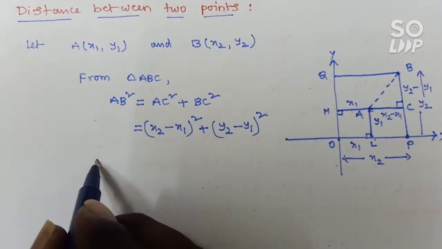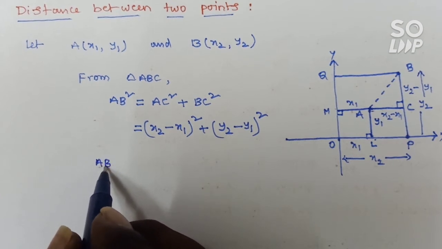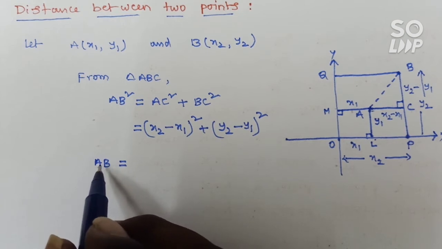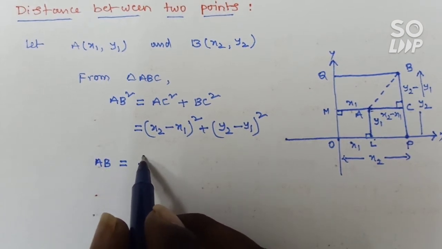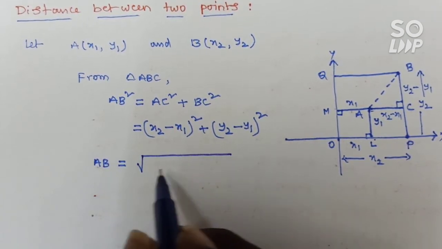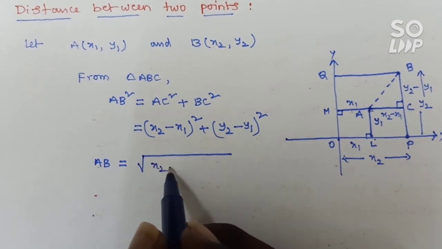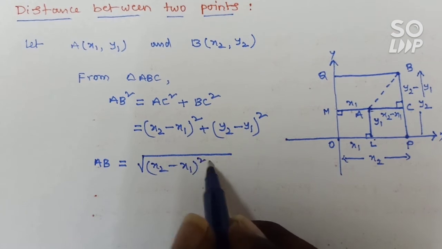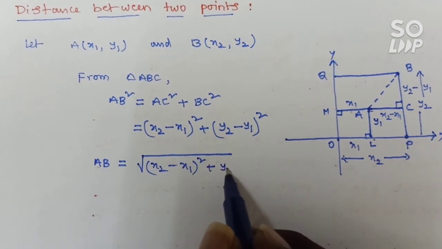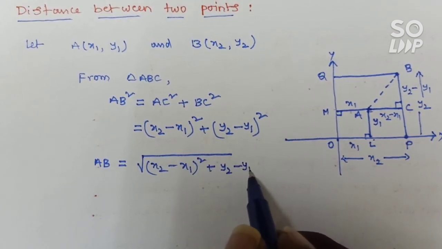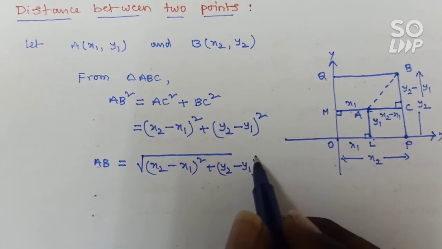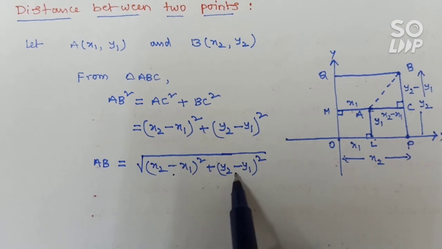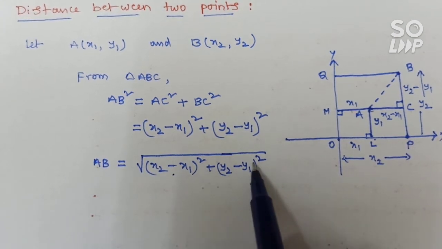Now AB length is equal to what? AB is equal to, actually here you will get the plus or minus, but the length is always positive. This one is the square root of (x2 minus x1) whole square plus (y2 minus y1) whole square. Now in this one both the terms have an even power.